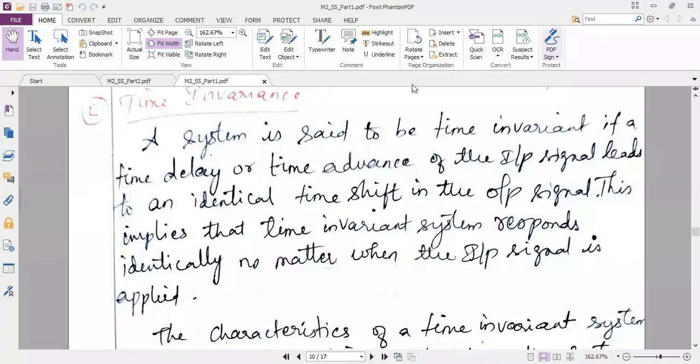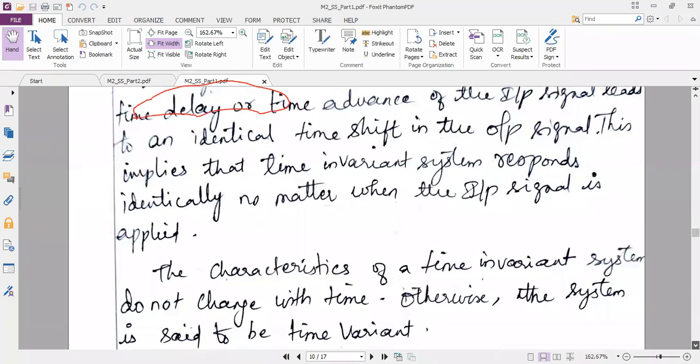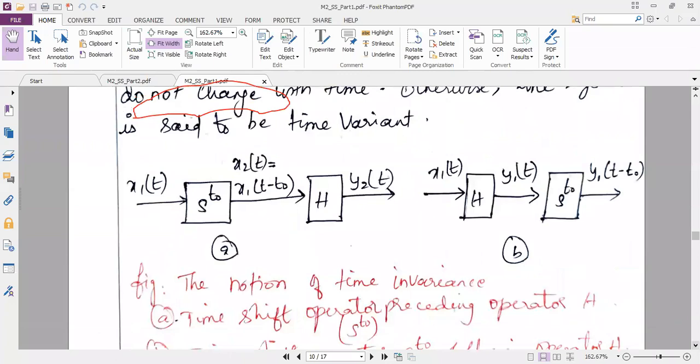In the last class, I had given the introduction about the time invariance. So using two different block diagrams, we discussed the time invariance property. The gist of this time invariance is the S power T naught operation and the H operation can be done in any order. Irrespective of the order, the outputs will be same. That means y2 of t will be equal to y1 of t minus t naught. So that we proved it in the last class.